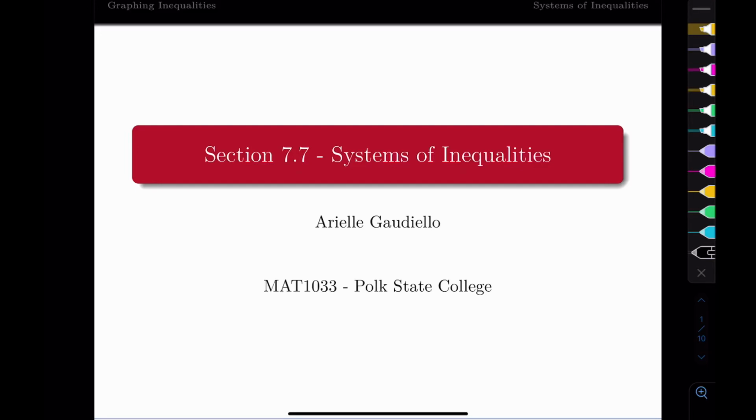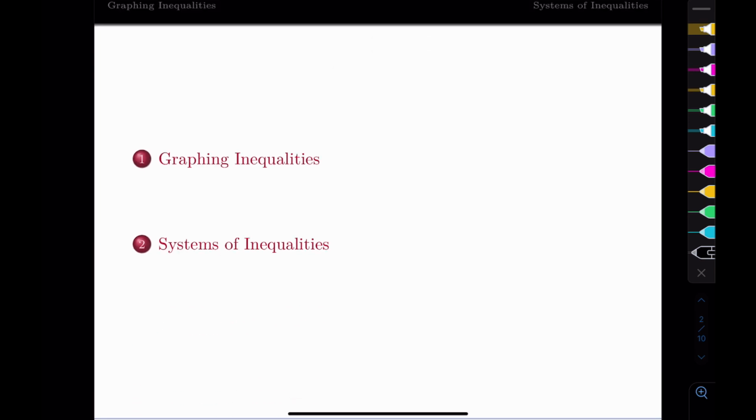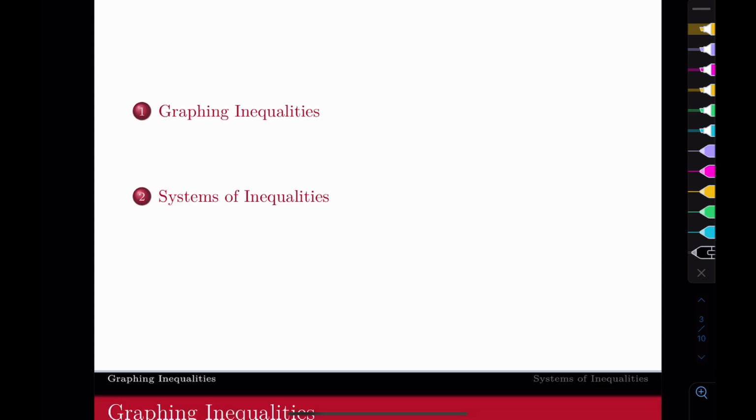Now we're going to move into systems of inequalities in two variables. So we're going to do two things. We're going to start with how do I graph inequalities in two variables? And then what do I do when I have a system of them? So at least two that I need to satisfy.